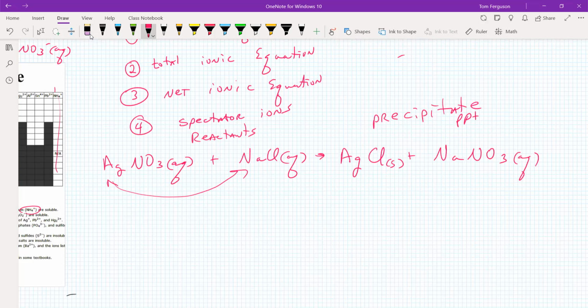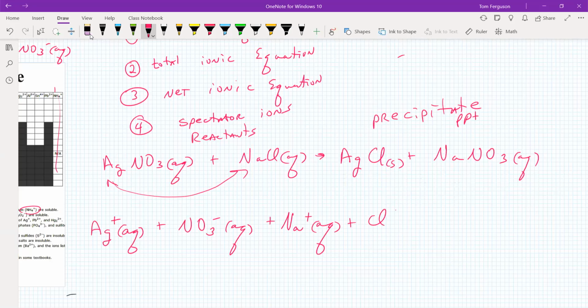So we're going to take this silver, the nitrate, sodium, chloride. Notice I'm writing AQ on all those. That's because that's the way they are in solution. They're really separated. They're not together. Okay, so that's the reactant side.